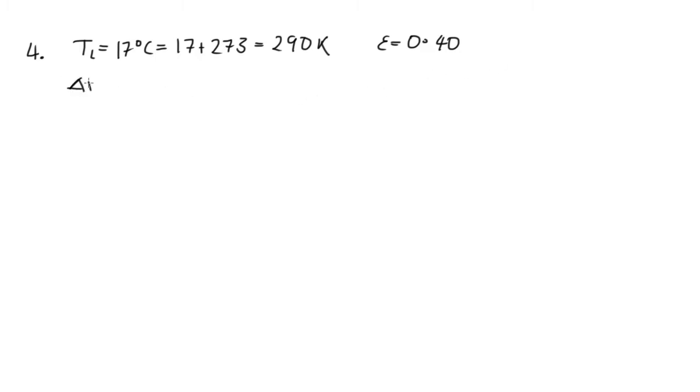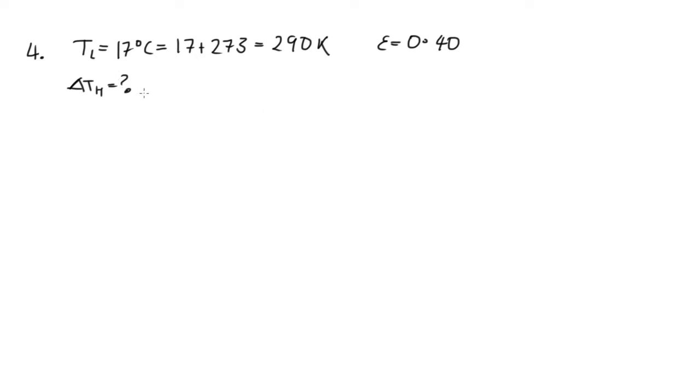Okay, problem 4. In this problem, we have a Carnot engine whose low temperature reservoir is at 17 degrees C. So that's equal to 17 plus 273 equals 290 kelvins. And it has an efficiency of 40%. So the efficiency is 0.40. And we're asked by how much should the temperature of the high temperature reservoir be increased to increase the efficiency to 50%. So what we want to know is what's the change in temperature of the high temperature reservoir.